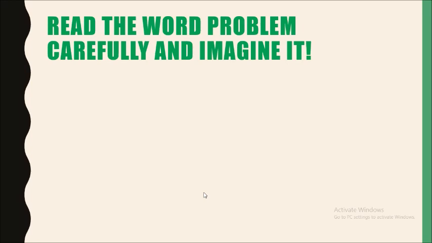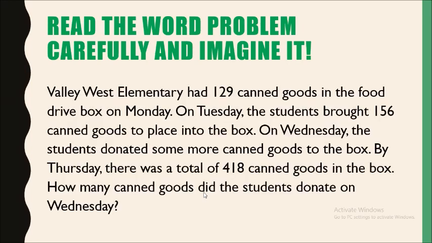Read the word problem carefully and imagine it. Valley West Elementary had 129 canned goods in the food drive box on Monday. On Tuesday, the students brought 156 canned goods to place into the box. On Wednesday, the students donated some more canned goods to the box. By Thursday, there was a total of 418 canned goods in the box. How many canned goods did the students donate on Wednesday?